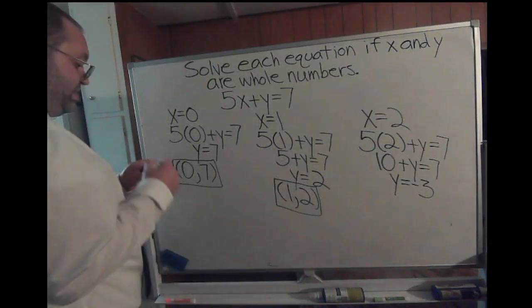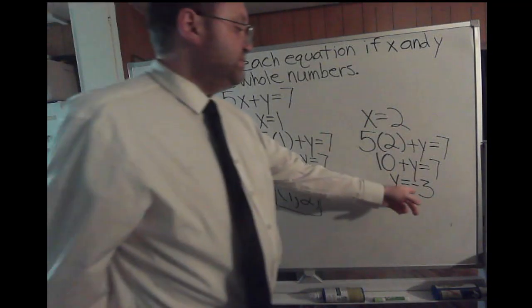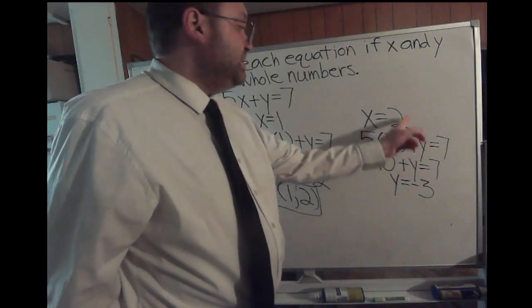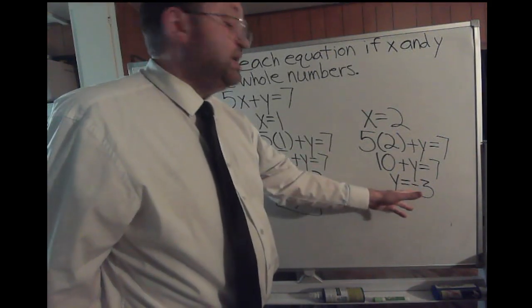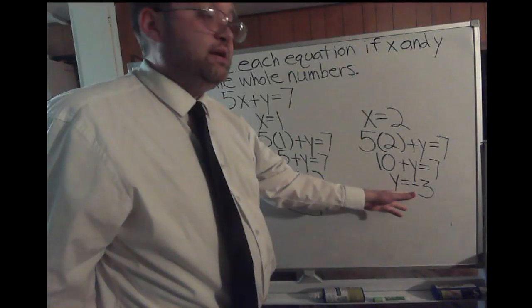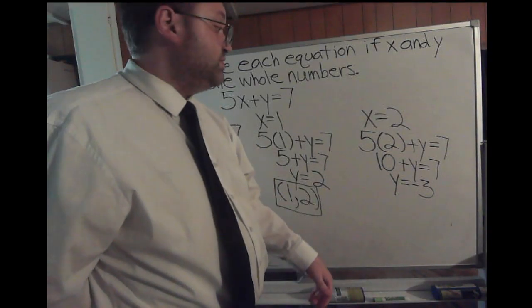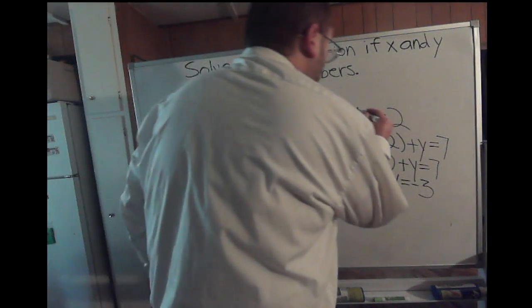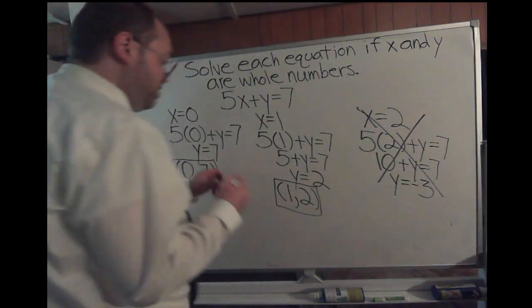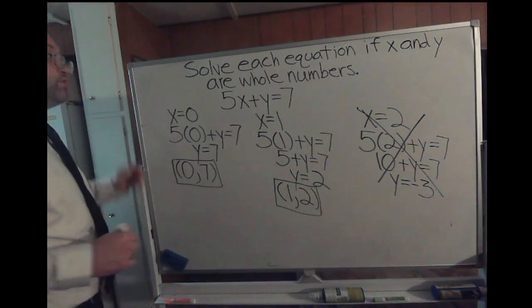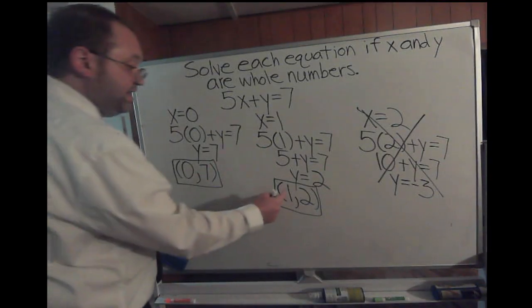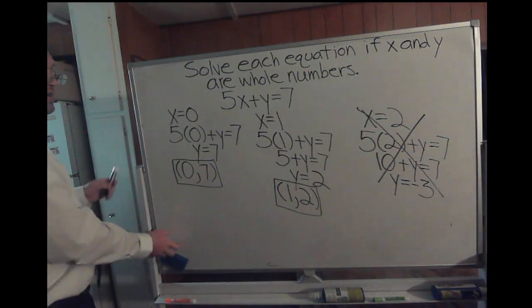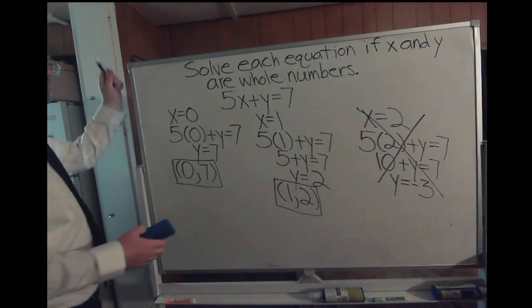Well, immediately one of the terms is violated when we do that. X is a whole number, but y is not. They both have to be whole numbers, because y is negative 3, and negative numbers are not whole numbers. So we can scratch that whole set of work. So your only two solutions for this in the set of whole numbers are 0, 7, and 1, 2. That's all you're going to get for your solutions in the set of whole numbers.